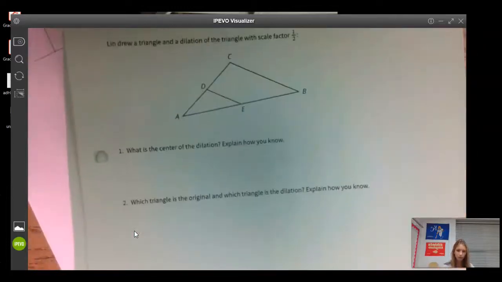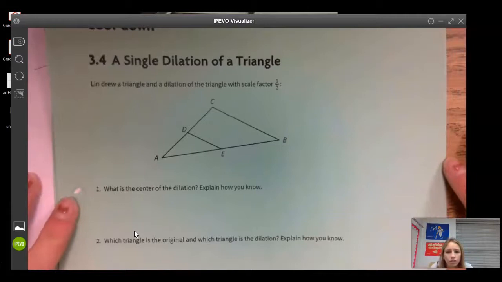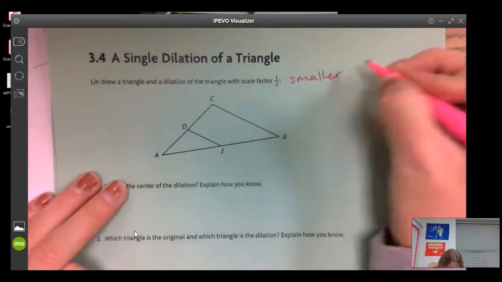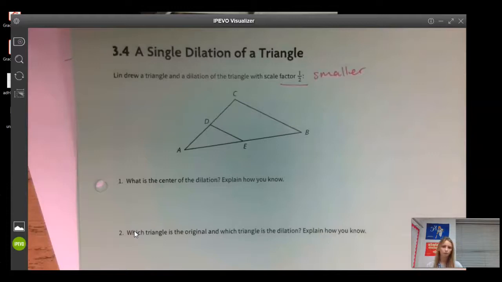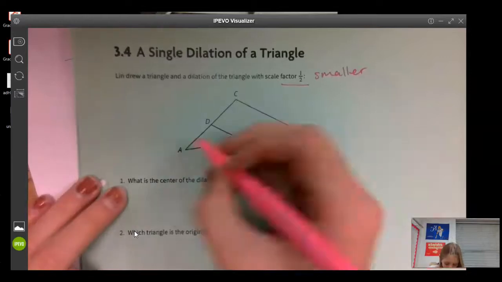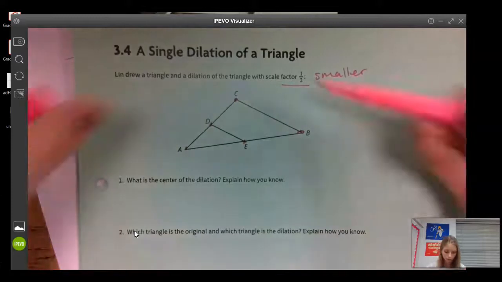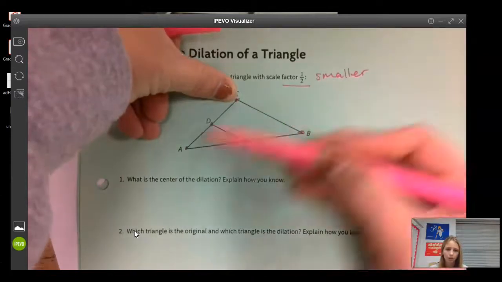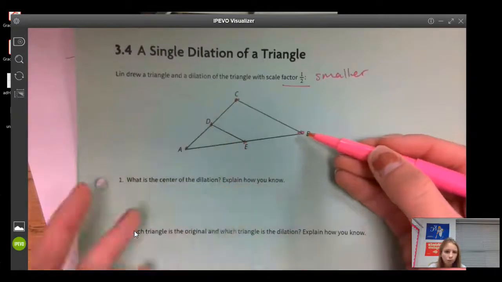Now here we go. It says Lynn drew a triangle and a dilation with a scale factor of 1/2. So that means we're getting smaller. What is the center of dilation, and explain how you know? Well, I need to pick a point that I could draw a line through all the rest of the points. So, I can't really draw a line here because that's not going to help me. And same with this point. If I started here, that wasn't going to work.